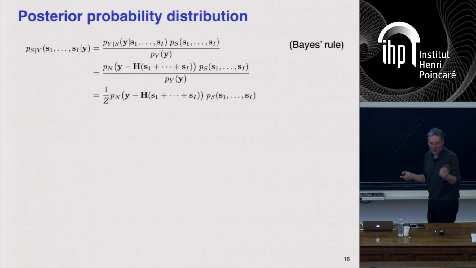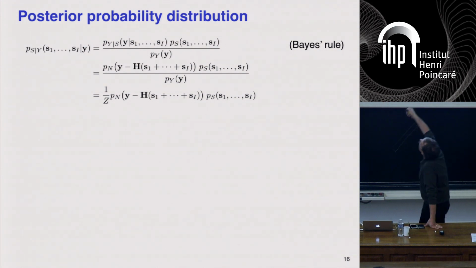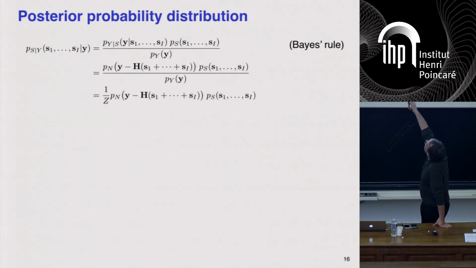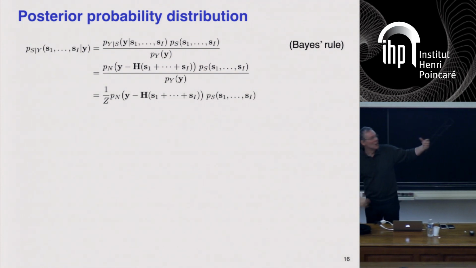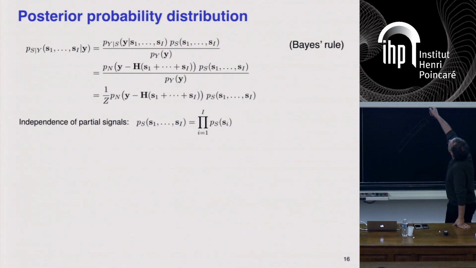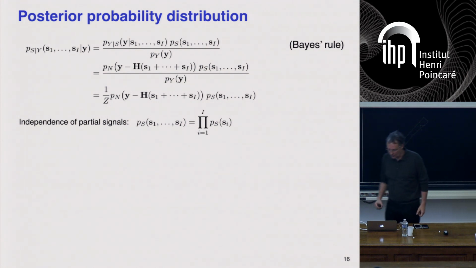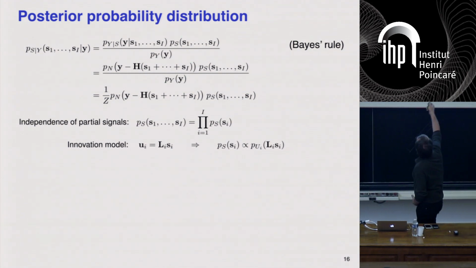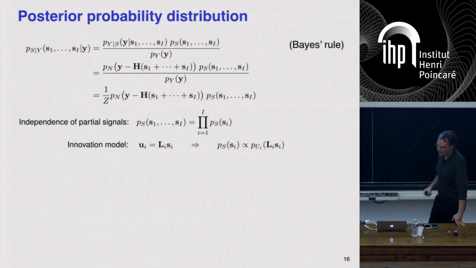So now we're using Bayes' rule, like we saw in the previous talk. We want to get the probability of S1 to S_i given the measurement. Applying Bayes' rule, we can write it like that. The probability of the measurement, if you knew the signal, is the probability of the noise, and we can absorb the normalization in this Z. Then essentially you have the probability of the noise multiplied by the probability of the signal. First of all, we have this hypothesis of independence, so S1 to S_i are independent, and I can take the product of those individual signals. I also have the innovation model, that every S can be whitened or made independent. Since I just have a linear relation, the probability of S is proportional to the probability of the innovation.